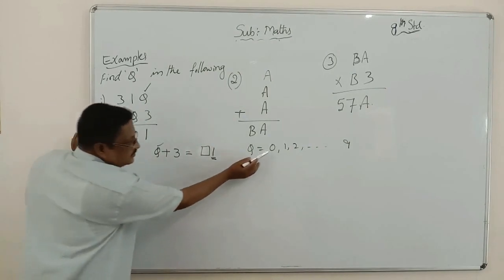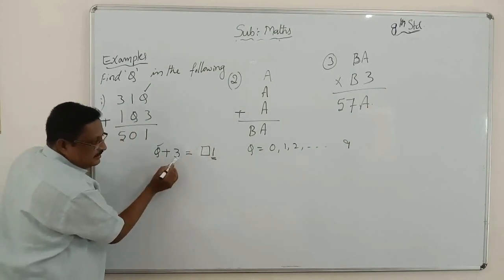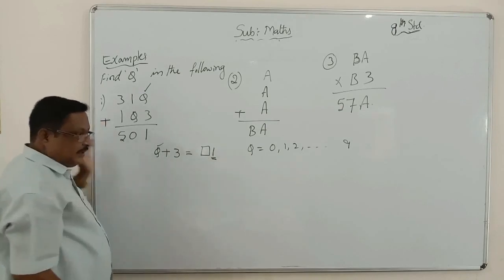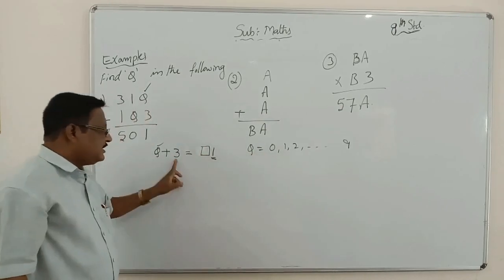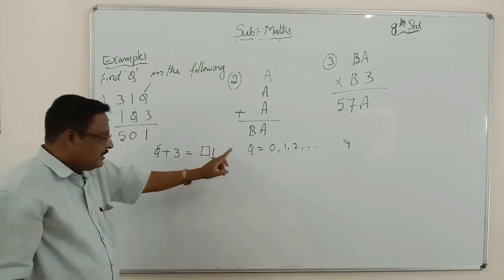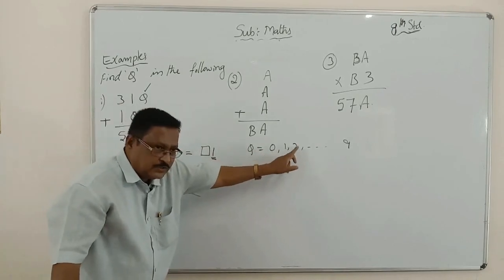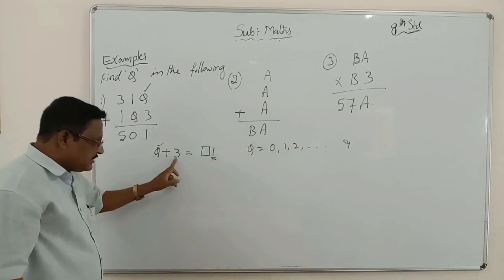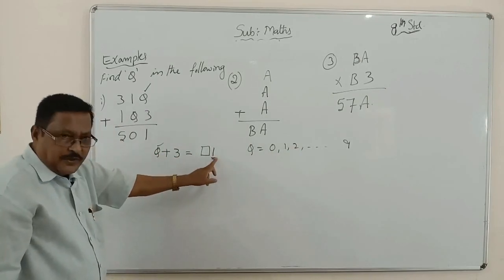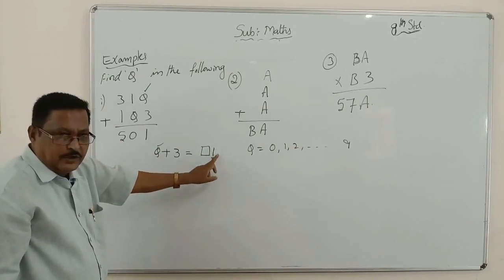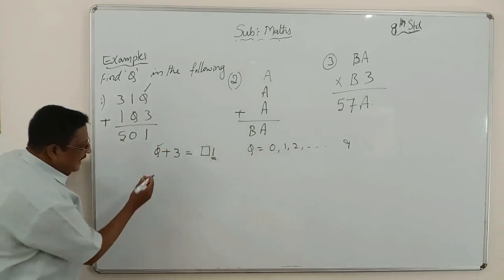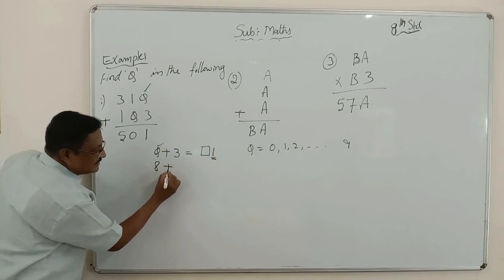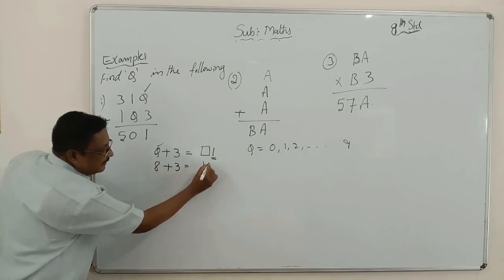Suppose q is equal to 0. 0 plus 3 is not 1. Like this, you add the q number. Q is equal to 1. 1 plus 3 is 4, not 1 in unit place. Q is equal to 2. When q is equal to 2, 2 plus 3 is 5. Not 5, it means in unit place 1 is not there. Q is equal to 8. 8 plus 3 is equal to 11.